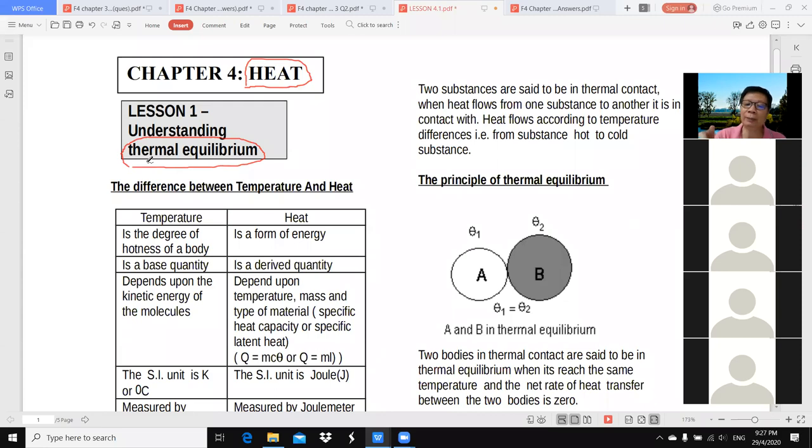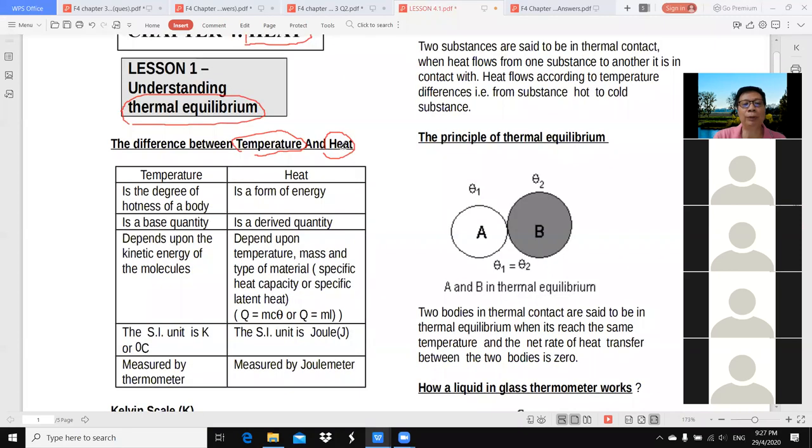When we say heat, right? Heat energy. Heat is actually an English word. In scientific terms, we don't use heat anymore. We say thermal. Thermal means heat. Equilibrium means equality. Heat equality. Thermal equilibrium. Okay, our first lesson is here: the difference between temperature and heat. I think you all learned this already in lower form. What is the difference between temperature and heat, right?